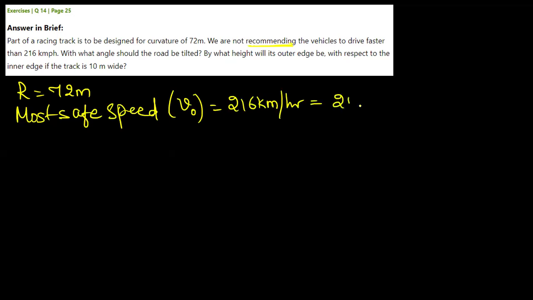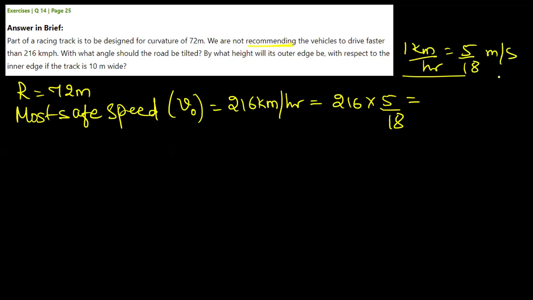To convert kilometer per hour to meter per second, you multiply by 5 by 18. Please remember, 1 kilometer per hour is 5 by 18 meter per second. Many students fail to understand this, but please remember it. When you convert this, you get 60 meters per second as the answer. This is the velocity.